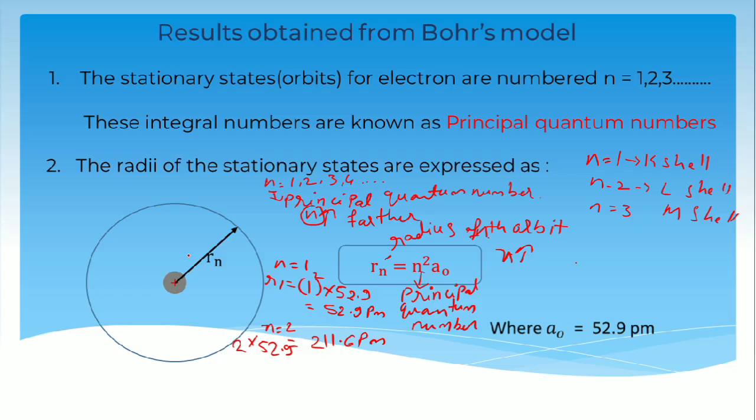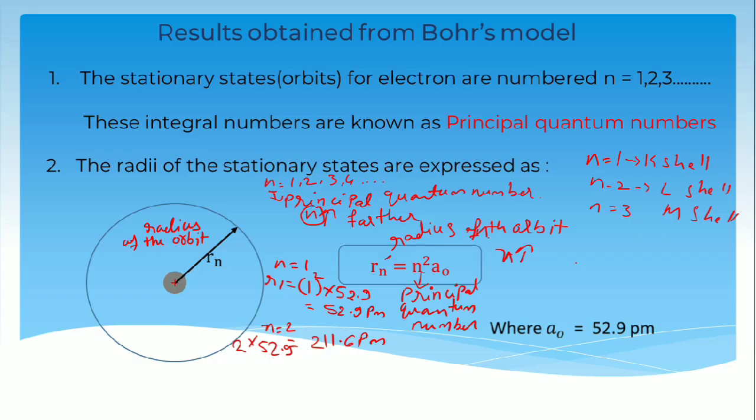What this diagram says here: the arrow marked represents the Rn. So Rn represents the distance between the nucleus and the electron. This distance is called the radius of the orbit. Higher energy levels have larger radii and are farther from the nucleus.